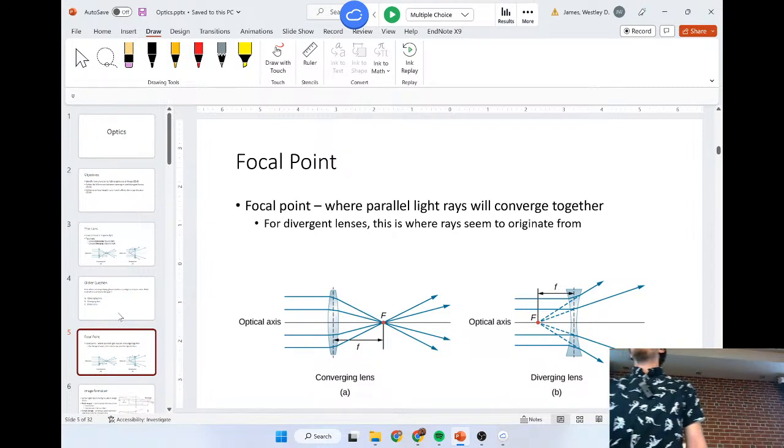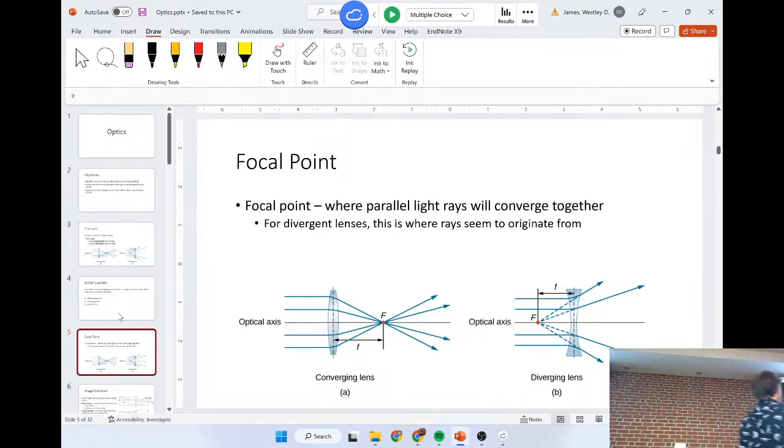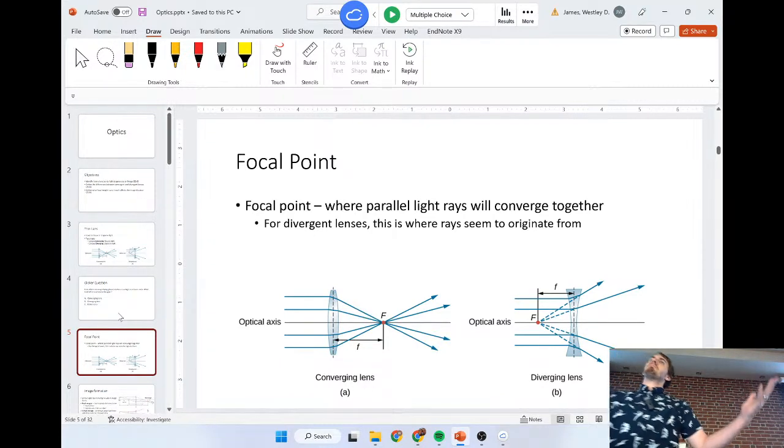For a converging lens, really straightforward. It's literally where all the light rays reach. For a diverging lens, it's a little funkier. If you were standing over here, you would see them all coming from there. So it's where they seem to originate from. At the end of the day, not a huge deal, as long as you know that if you see F, that's called the focal point. And the distance from the middle of the lens to that spot is called the focal distance. Makes sense. It's the distance from the lens to that focal point.